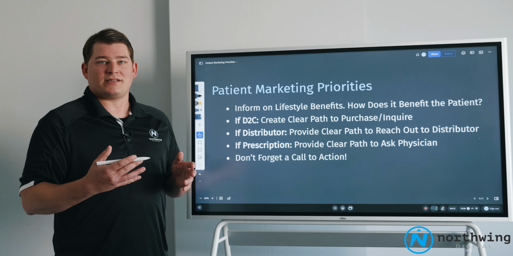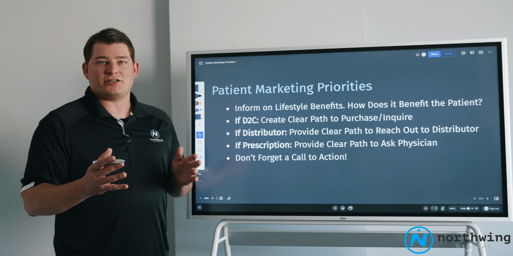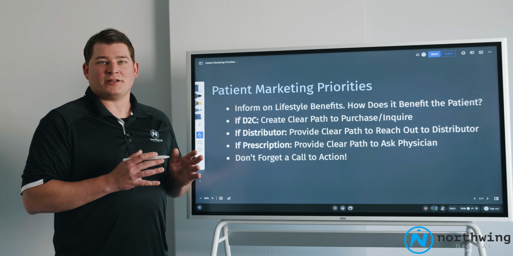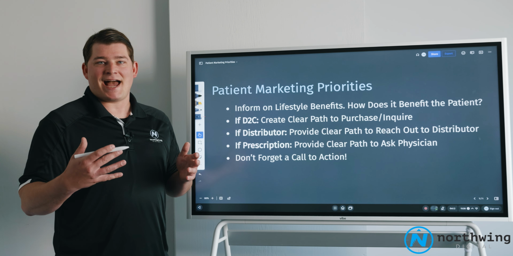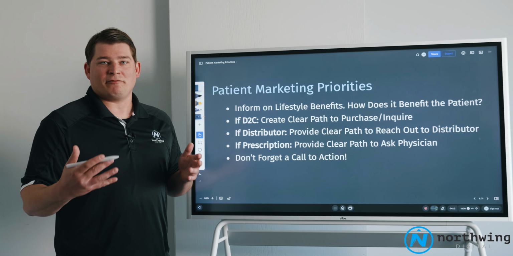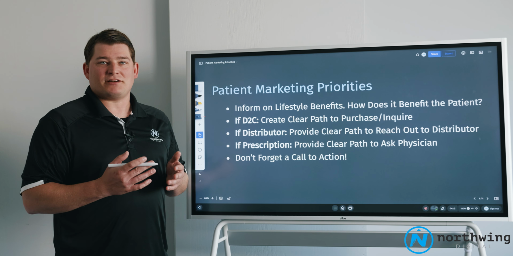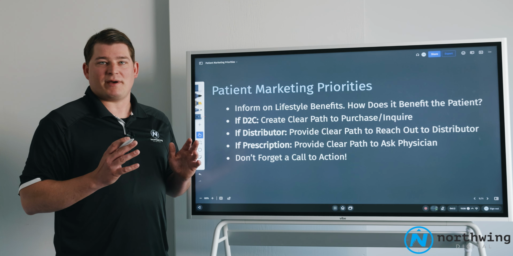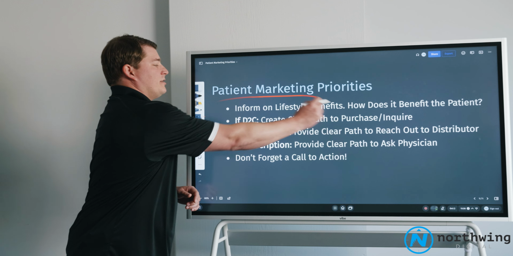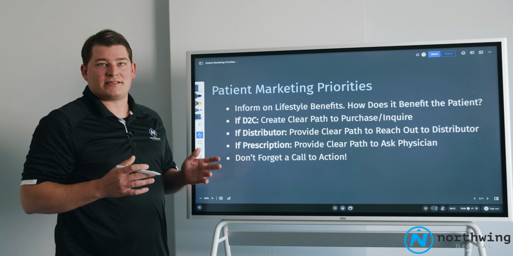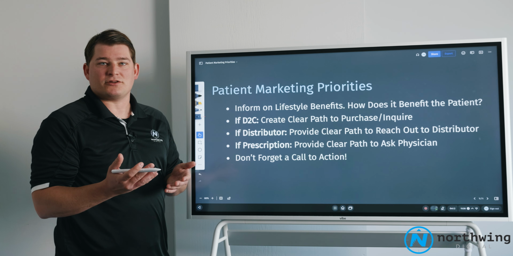What we've noticed is it's really important to balance the messaging, not being too clinical, but actually sharing with patients the lifestyle benefits and the actual expected outcome from what you offer. So that's the first point I want to cover here: on your patient-focused website, when you're talking about the benefits of your device or your solution, make sure to inform patients on those lifestyle benefits and illustrate that with everything from your messaging to your imagery.